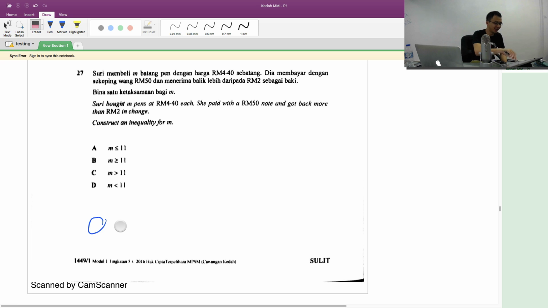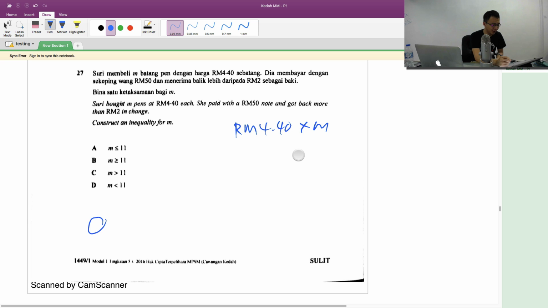Okay, I see a circle here, can't be erased. Okay, Suri bought m pens at 4 ringgit 40 cents each. So I know 4 ringgit 40 cents has to multiply m. She paid with a 50 note and got back more than 2 in change. So that means she got back more than 2.